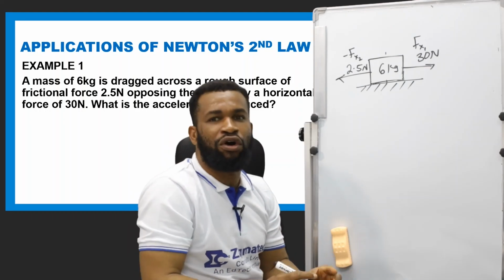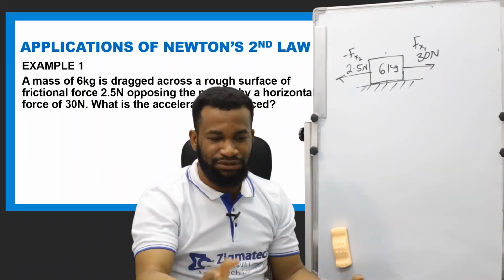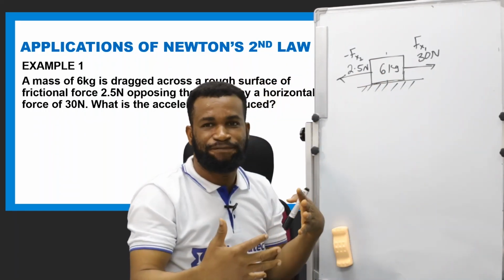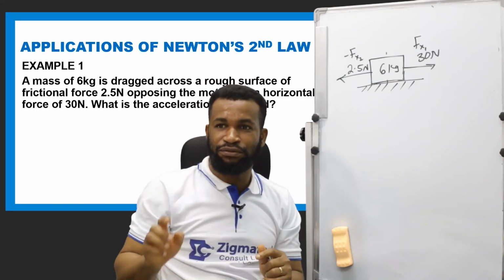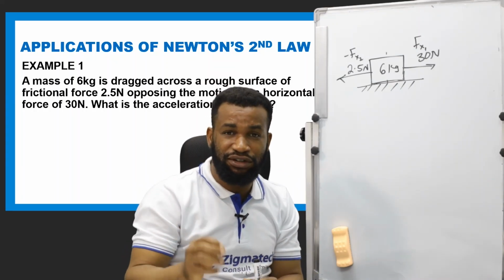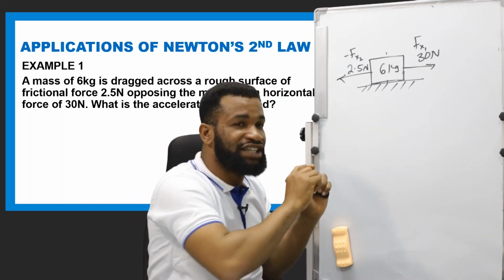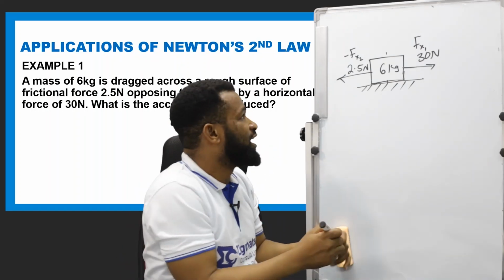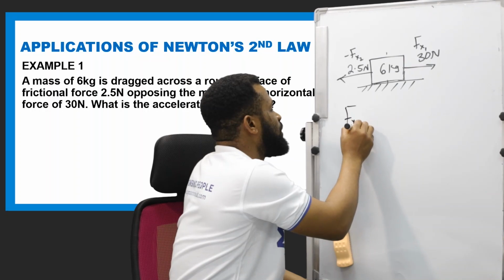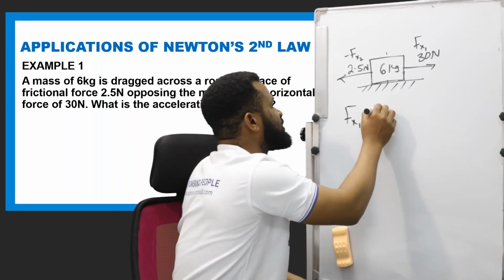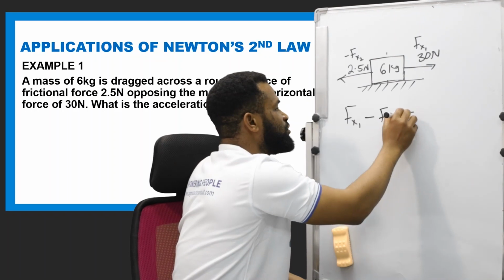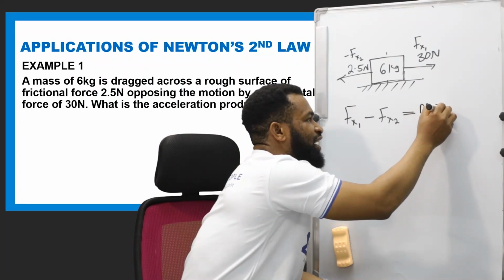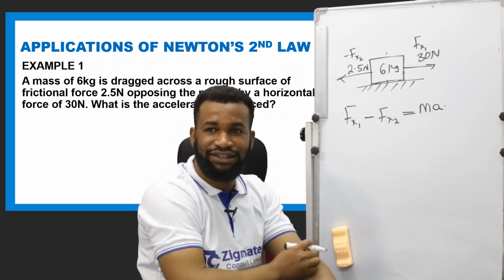Now, according to the law of vectors, which we have learned, when vectors act in opposite directions, what happens? They subtract each other. And according to Newton's second law of motion, he says that whenever there is a movement, that means there is a net force in that direction. So Fx1, which is moving in this direction, minus Fx2, is going to have a net force which is equal to the mass times the acceleration. That is the essence of this law.